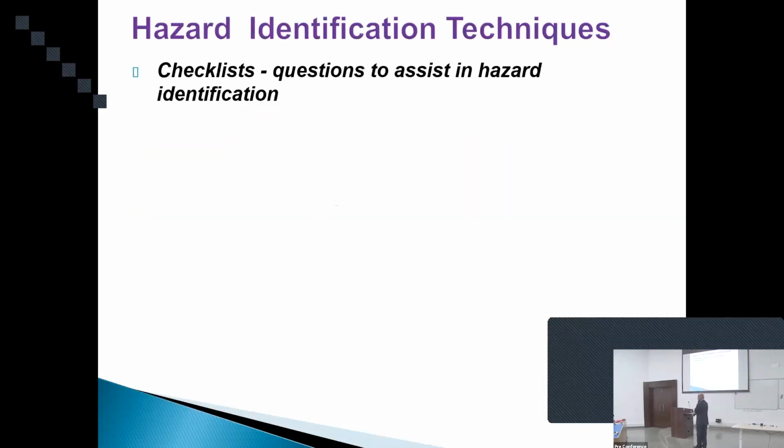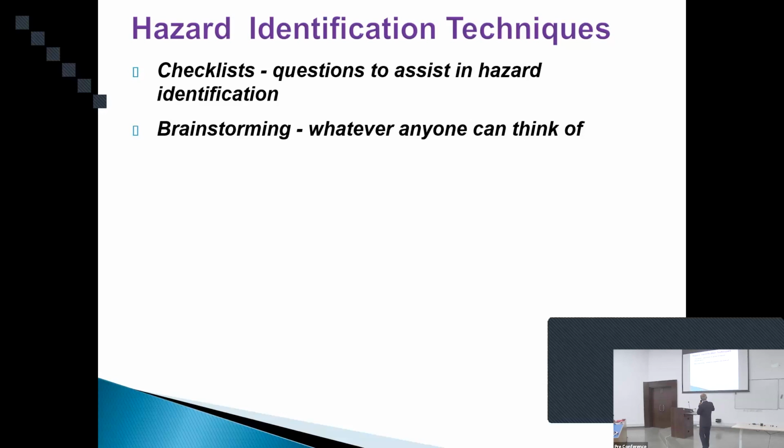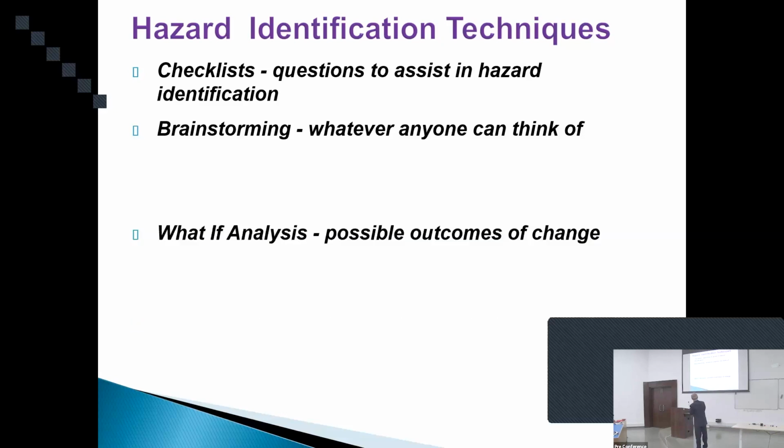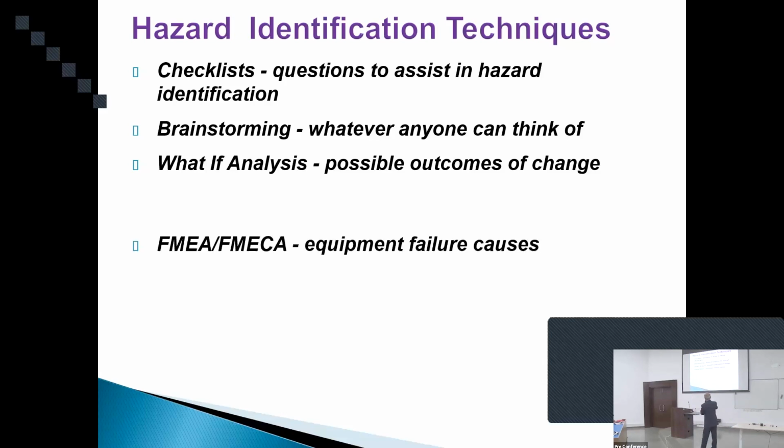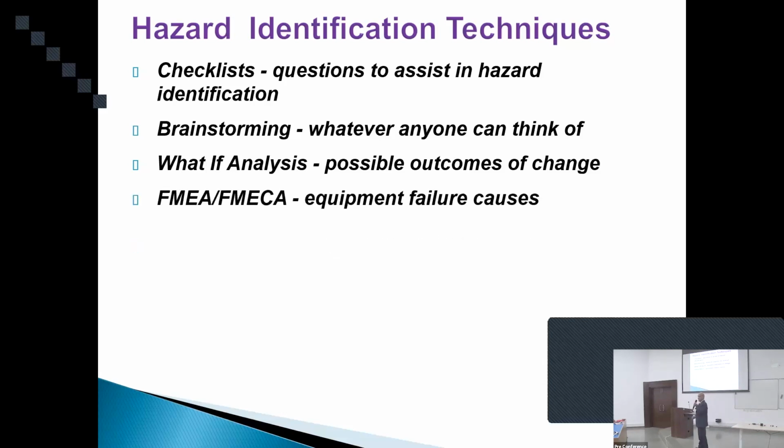Now we'll come to the various hazard identification techniques. There are various methods. The checklist is one, with questions to assess hazard identification. Then brainstorming, where we have a discussion with a group of knowledgeable people. And then what-if analysis, where somebody asks, what will happen if the pressure goes high? What will happen if the flow rate goes up? These are the various questions asked, and possible outcomes are all defined. Then there is FMEA, failure mode and effects analysis. These are the different techniques for mechanical equipment.